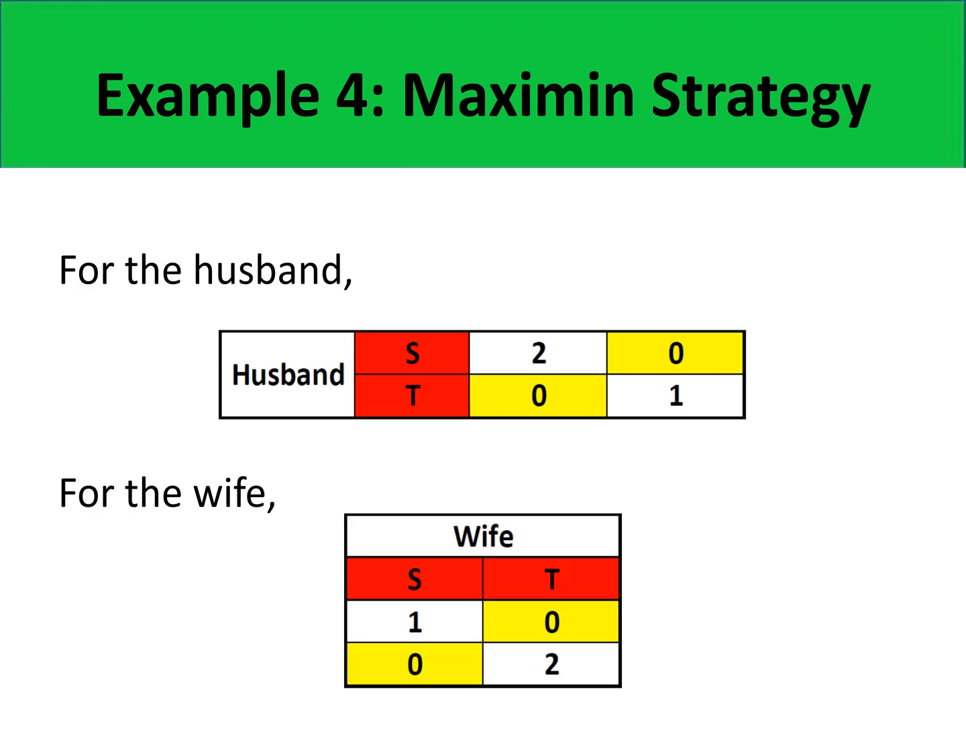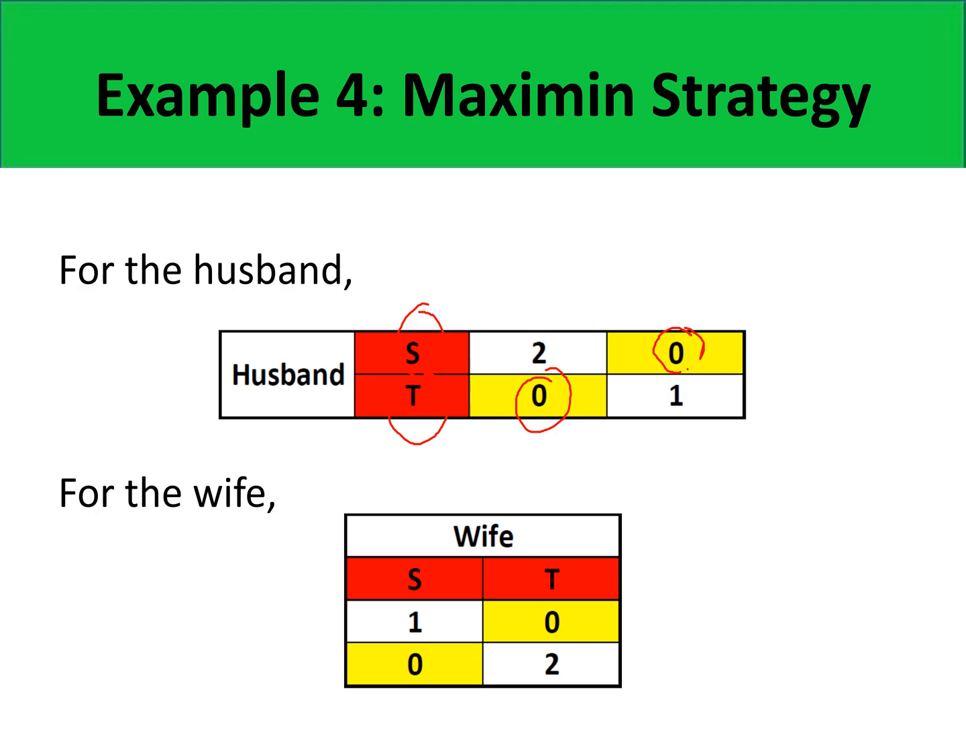Now, analyzing the table for the husband, if the husband chooses a sports program, his worst payoff would be 0. If the husband chooses the TV series, his worst payoff is also 0. So the maximum is 0, and it corresponds to all the strategies of the husband. So this tells us that the husband doesn't have any maximum strategy because it doesn't resolve the problem of choosing what program to watch.